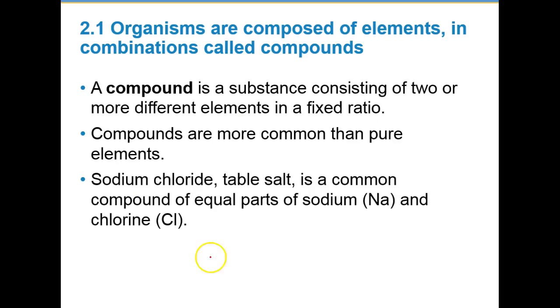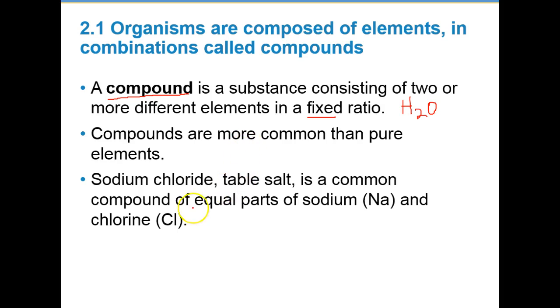So a compound is a substance that consists of two or more elements in a fixed ratio. So a particular compound might be like water, because we have 2 hydrogens for every oxygen. That's a fixed ratio. Compounds are a lot more common than pure elements because they're going to be a lot more stable. So not a whole lot of elements like to kind of be alone by themselves. They like to have other elements to kind of hang out with, and that's a bit more stable.